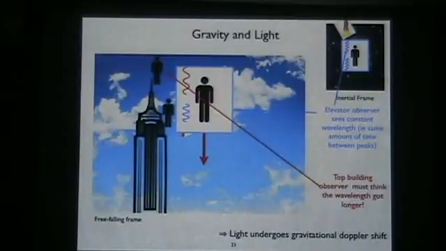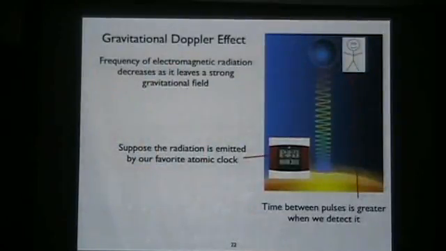So, in order for this guy to see the same wavelength, the same amount of time between peaks at the bottom and the top, the wavelength of the light from the point of view of the observer outside must have increased. So this is a statement that light undergoes what's called a gravitational Doppler shift, or that the wavelength, as it climbs out of the gravitational field, spreads out. There's a nice picture of this on Wikipedia, and it looks like this. If a massive body emits some light, the wavelength that we observe out here is longer than it was when it was emitted.